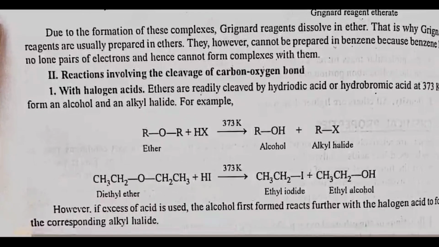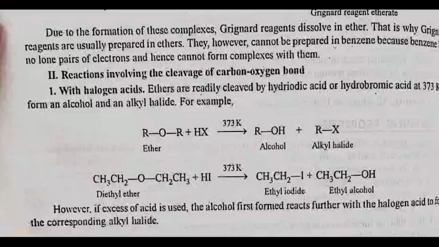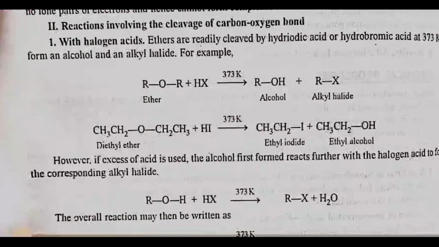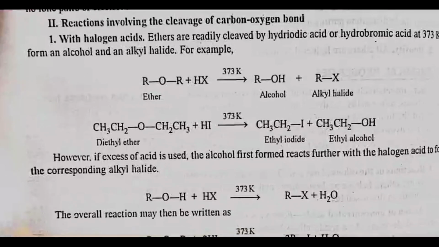Due to the formation of the complexes, Grignard reagents dissolve in ether. That is why Grignard reagents are usually prepared in ethers. They, however, cannot be prepared in benzene because benzene has no lone pairs of electrons and hence cannot form complexes with them. Second, reactions involving the cleavage of carbon-oxygen bond.